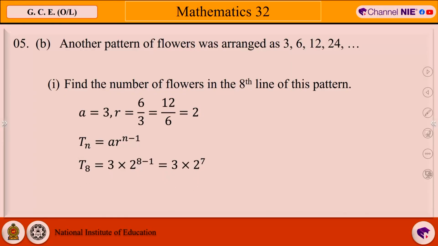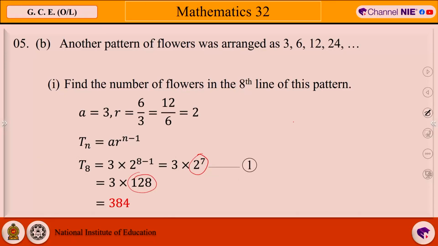Once you substitute the values, you will get the answer as 3 times 128, which equals 384. Here you can obtain this 2 to the power 7 as 128 easily, isn't it? If so, you can get the final answer very quickly.